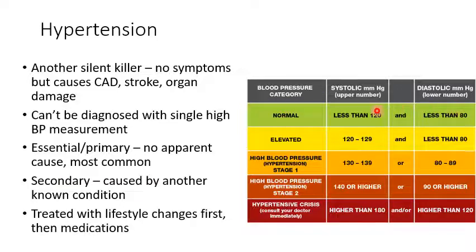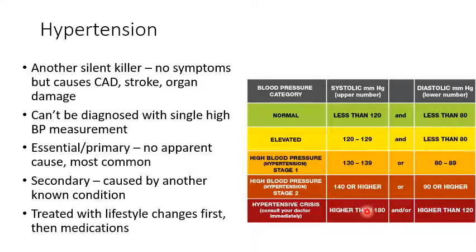Normal blood pressure should be under 120 systolic, under 80 diastolic. It's mostly the systolic pressure that gets really high in hypertension. So if you're 120 to 129, that's not hypertension yet. That's elevated blood pressure. Your diastolic would still hopefully be under 80 in that range. If you actually have hypertension, then you would have a systolic blood pressure of 130 to 139 for stage 1, or 80 to 89 for diastolic. If you have stage 2 hypertension, then you would have 140 to 179 in your systolic blood pressure, and 90 to 119 in your diastolic.